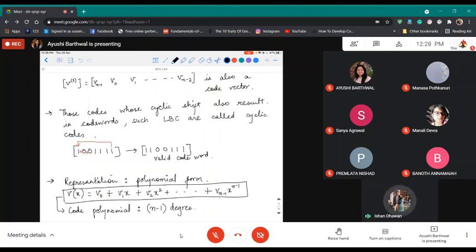Ma'am, shouldn't all linear block codes be cyclic? No, they'll not be, all linear block codes will not be cyclic. Ma'am, can you give an example of a linear block code that won't be cyclic?